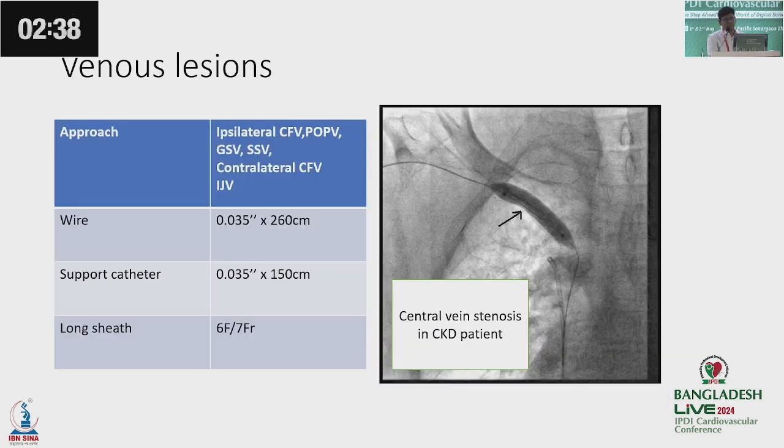Then this is a picture of a CKD, chronic kidney disease patient. This patient has central vein stenosis. We used the same guide wire, a 0.35 inch guide wire. We used a support catheter and a long sheath. Both 6 French or 7 French you can use according to the size of the vessel. We dilate the central vein. But you must remember, this is a very notorious site. If you over dilate it, there will be disaster.